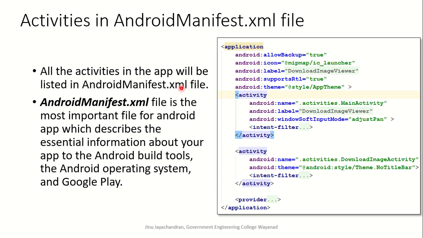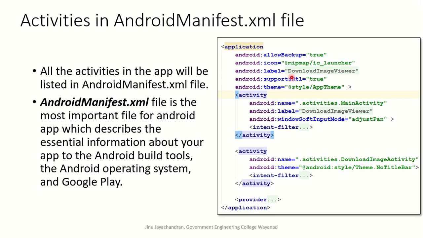Now these activities should all be mentioned in the AndroidManifest.xml file. The AndroidManifest.xml file is the most important file for an Android app, which describes the essential information about your application to the Android build tools, the Android operating system and Google Play. So the Android build tools, operating system and Google Play come to know about all the activities that you have defined in your application through the manifest file.